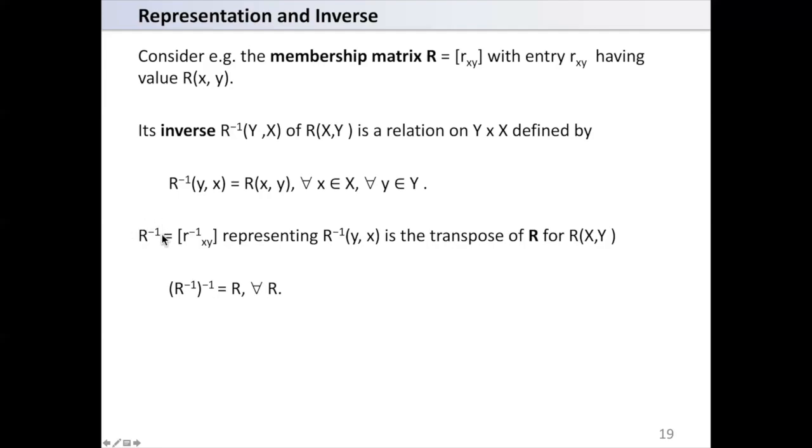So, the inverse of the relation, representing the inverse yx, is the transpose of the relation matrix array for the relation xy. So, if we consider the two-dimensional array and take the transpose, we obtain the inverse of the relation. The inverse of the inverse of a relation is equivalent to the relation itself, for any relation.